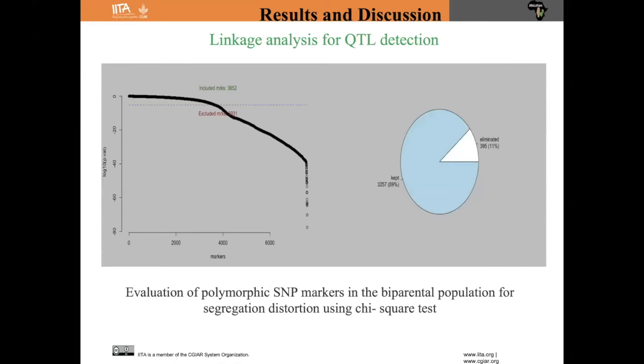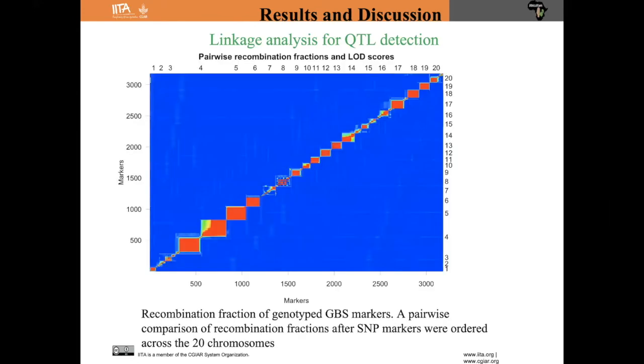Then we performed another analysis by estimating the Bonferroni threshold, and we excluded another set of markers that were highly distorted, and eliminated other markers that were redundant across the genome. We end up with around 3,000 very good SNP markers, which we use for the QTL detection. From there, we proceed with the pairwise recombination fraction to see if we have some markers that are probably not well ordered from one linkage group to another.